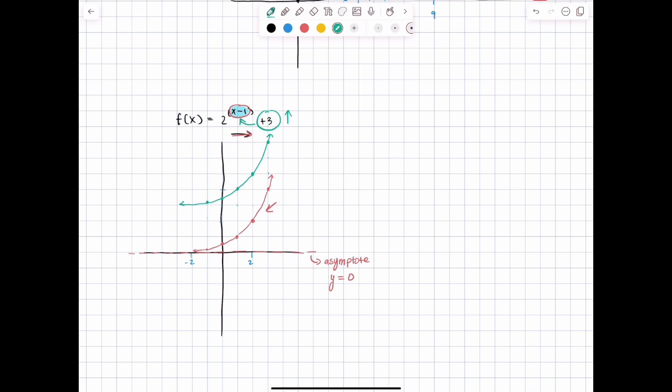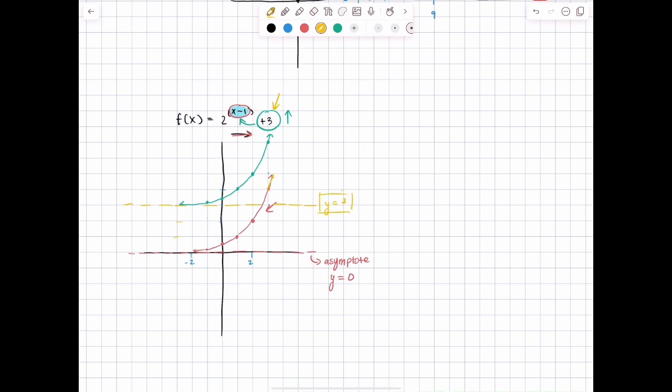Okay, and then we're moving the asymptote as well. So 1, 2, 3. Draw your new asymptote, and that would be y equals 3. This number here tells you your asymptote. So y equals 3. Don't forget the y. You might get points off for this on your quiz or test.